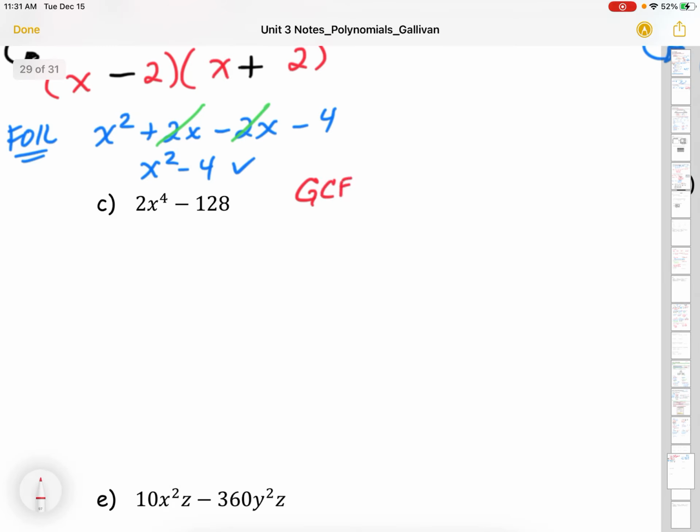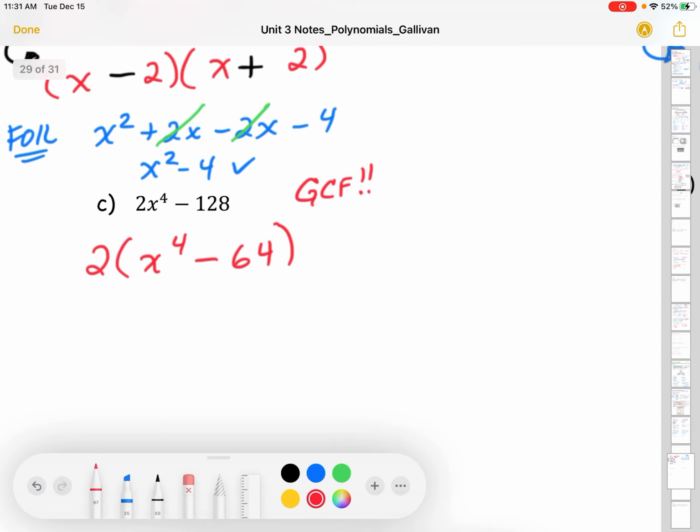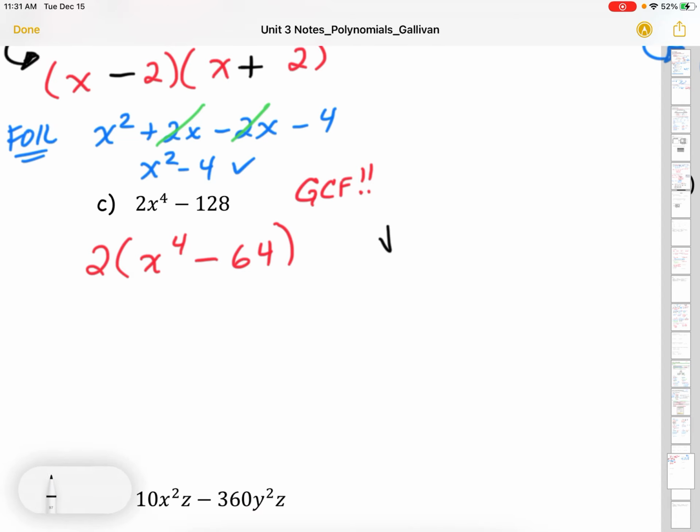Well, we want to factor out the GCF first, right? Okay, so we're going to factor out that. We're going to get x to the 4 minus 128 divided by 2 is 64. Now, x to the 4 is a perfect square.